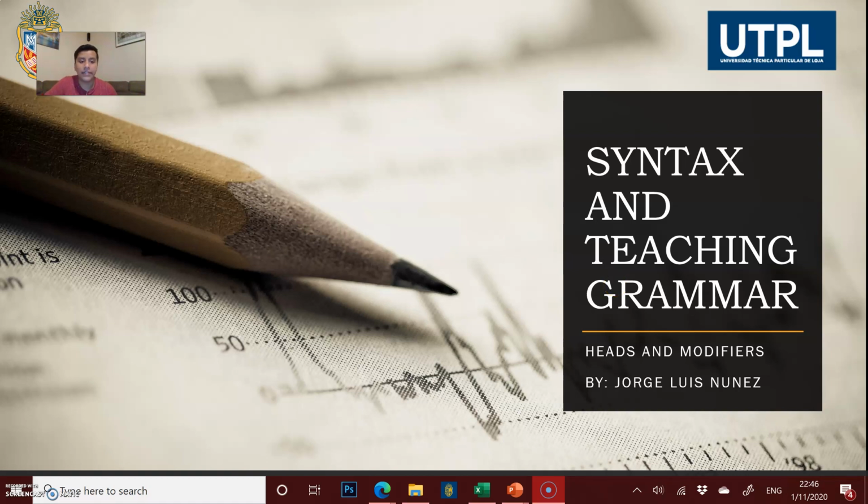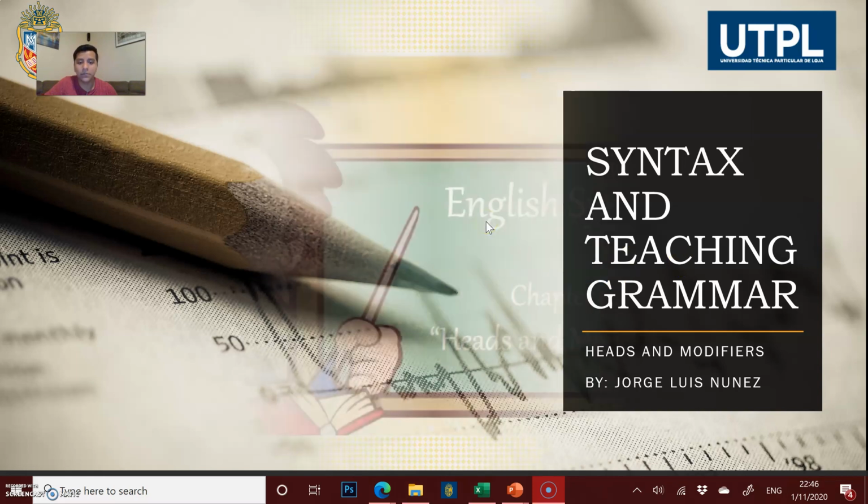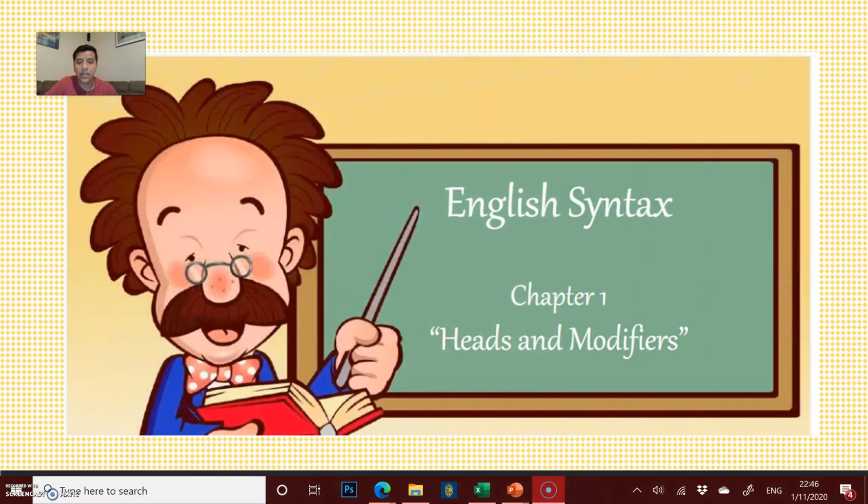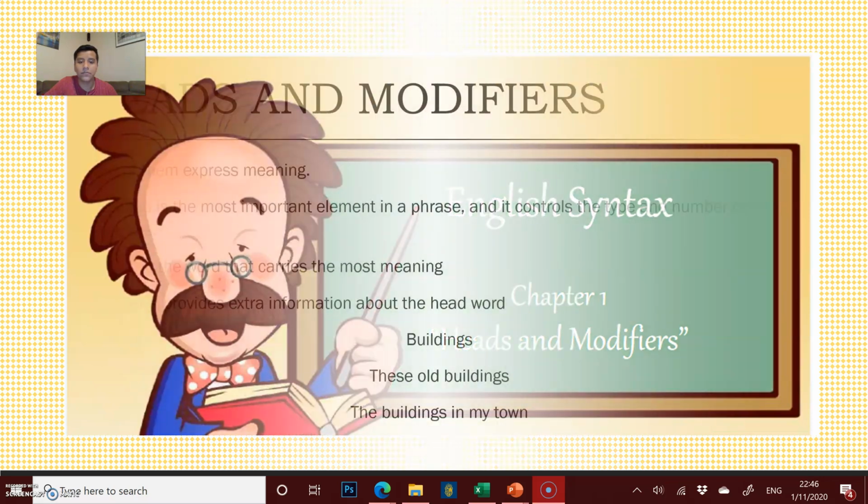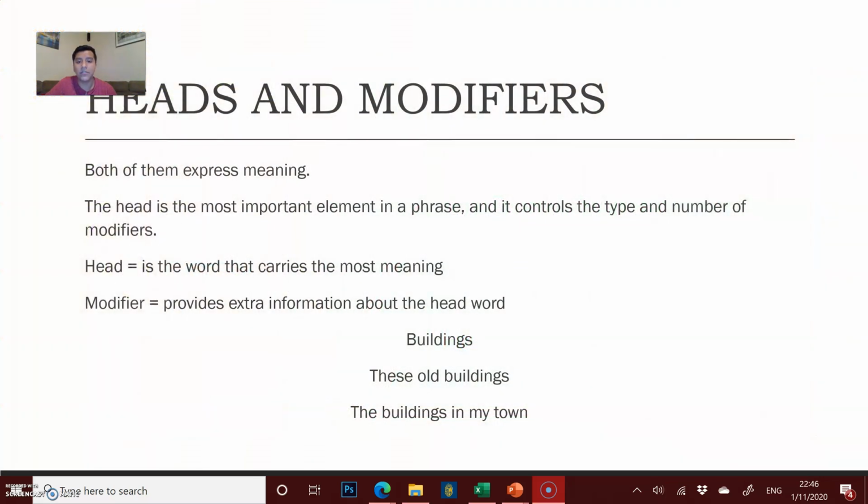In this case, I'm going to be talking about the subject of syntax and teaching grammar. The topic is heads and modifiers. This is my cover slide, and the first thing that we're going to be talking about is heads and modifiers.